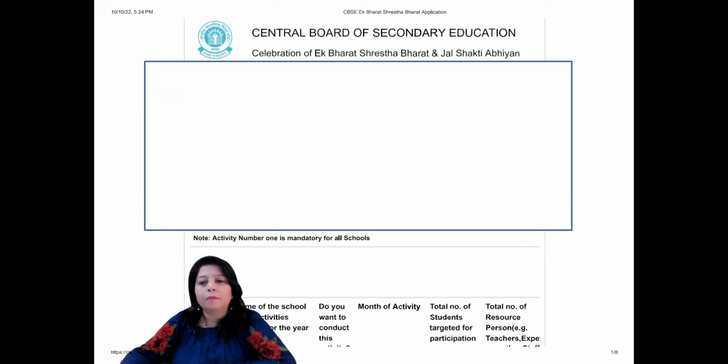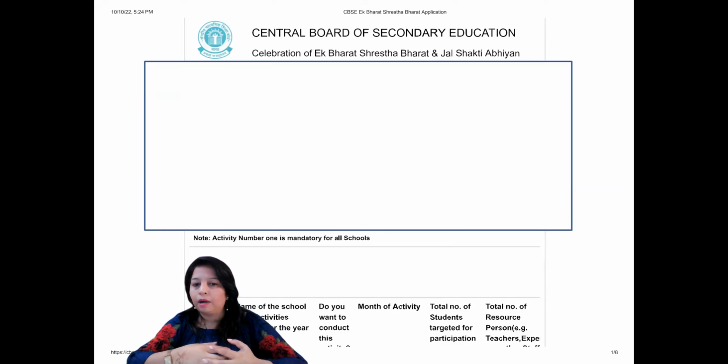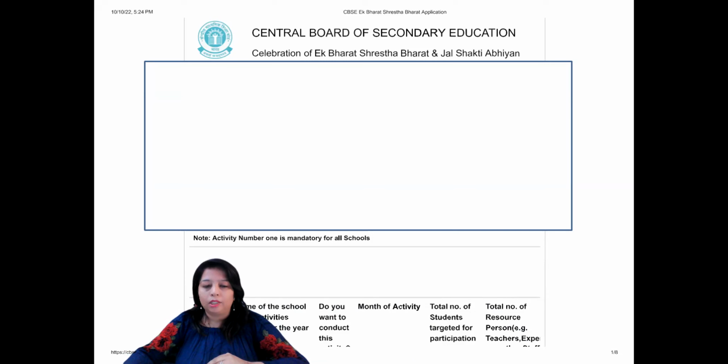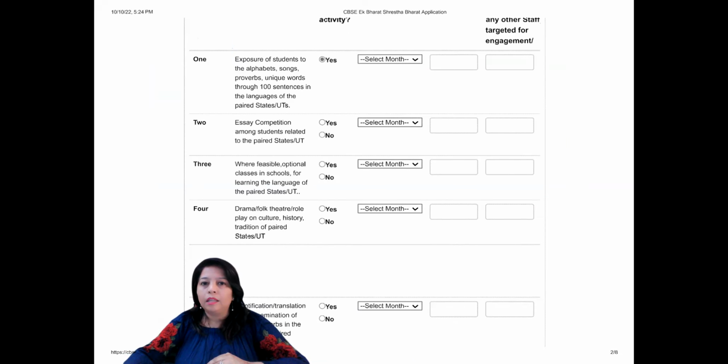and total number of resource persons involved. वो जो एक्टिविटी है पर्टिकुलर, उसके लिए आप कितने टीचर्स इन्वॉल्व हो, बाहर से किसी पेरेंट वॉलंटियर को भी बुलाया है या another resource persons are there, so how many people in total are taking part. So we have to upload our action plan on the CBSE portal Ek Bharat Shresth Bharat. So let us talk about these activities.